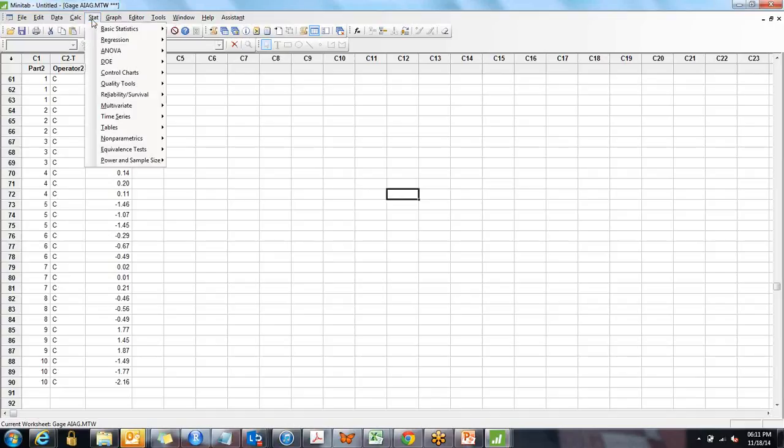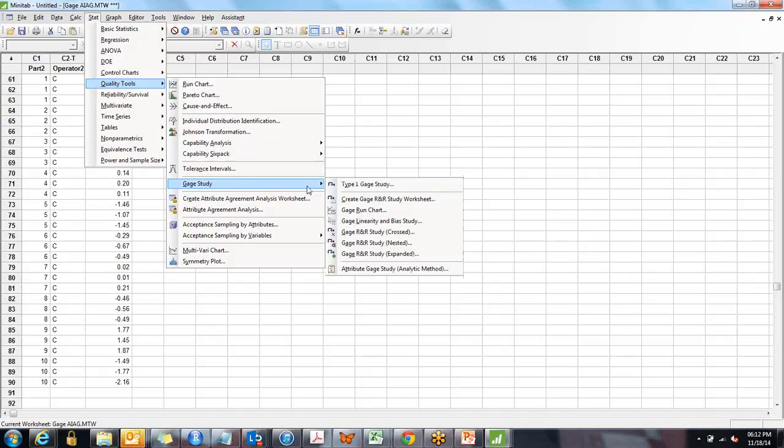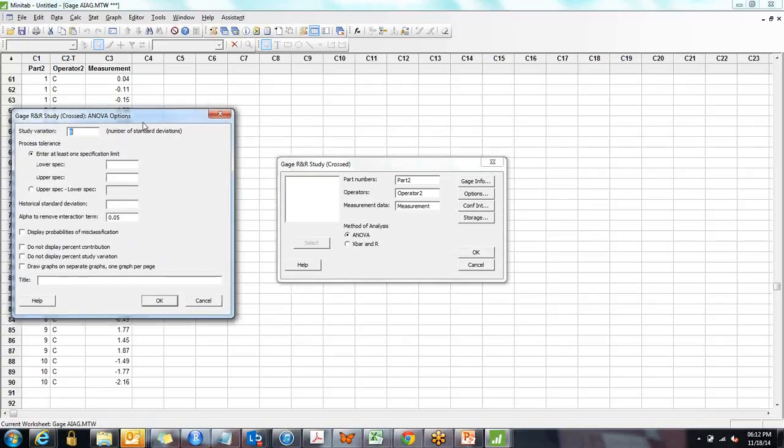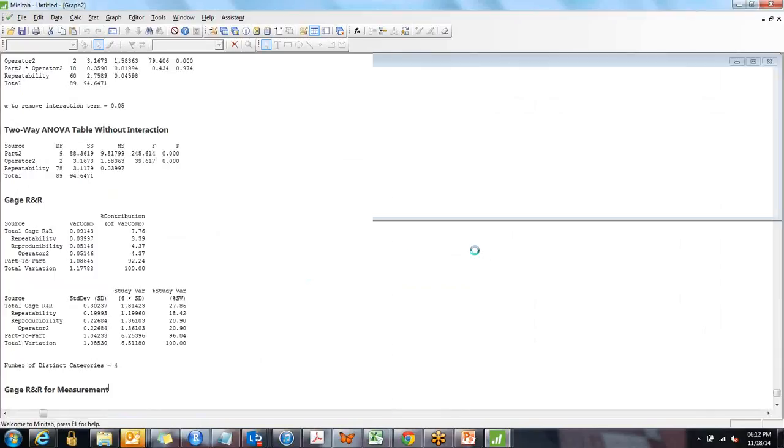Stat, okay. Quality tools. Then gauge study, and gauge R&R study crossed, right? Okay. So I selected part in part, operator in operator, measurement data in measurement, right? Then as usual, I'm going to click on options, but I do not have any tolerance level mentioned for me. So I'm going to simply click on OK and click on OK.